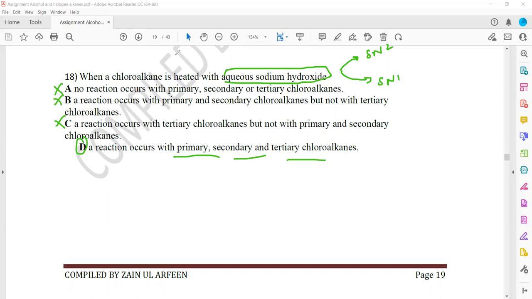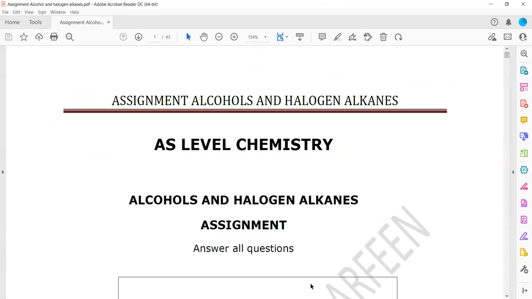So the reaction will occur; the mechanism is nucleophilic and the type of reaction is substitution. But it might be SN1 or SN2 depending on which halogenoalkane we have. If we have primary or secondary, it will likely be SN2, and tertiary will be SN1. So these are the questions related to the assignment on alcohols and halogenoalkanes.